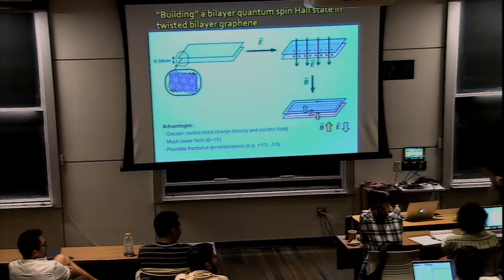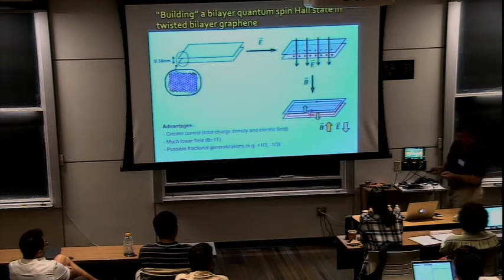How do you make it asymmetrical? Like when you apply a single electric field. You're going to see in a moment, okay, how we do that.